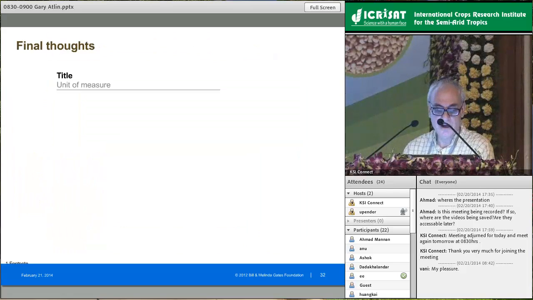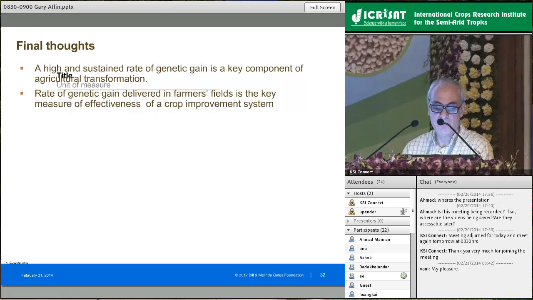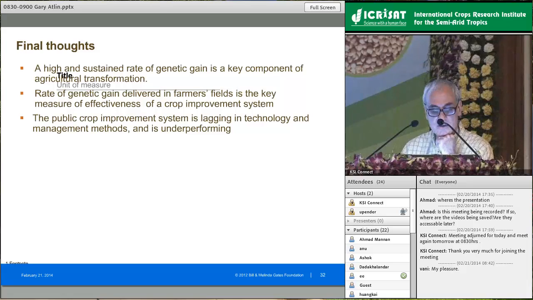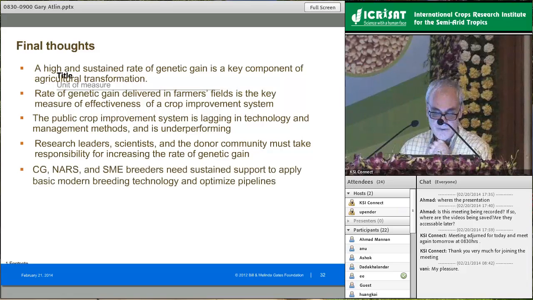A high and sustained rate of genetic gain is a key component of agricultural transformation. The rate of gain delivered to farmers is the key measure of effectiveness of a crop improvement system. The public crop improvement system is lagging somewhat in technology and management methods, and I would say is underperforming. Research leaders, scientists, and the donor community need to take responsibility for improving this state of affairs.